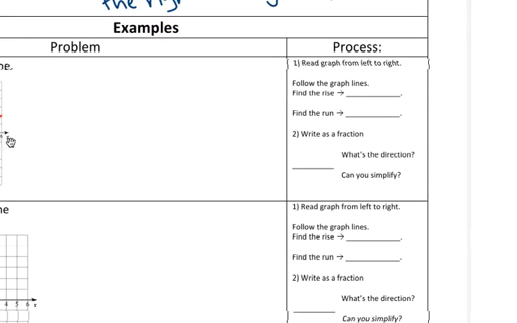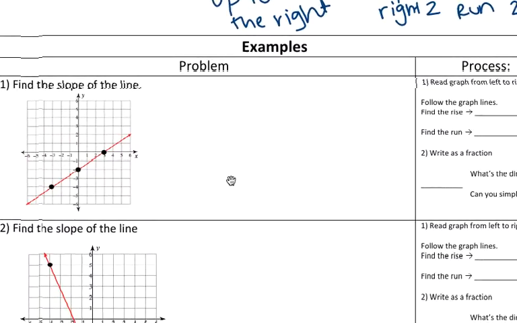All right, we're going to find the slope of this line. The first thing we need to remember is we're going to read the graph from left to right. So left to right, in case you forgot. We're going to follow the graph lines and find the rise and the run. Rise is the up or the down, and run is the right or left.